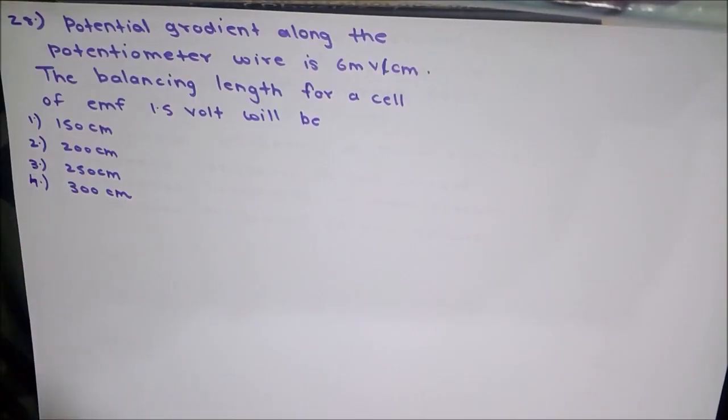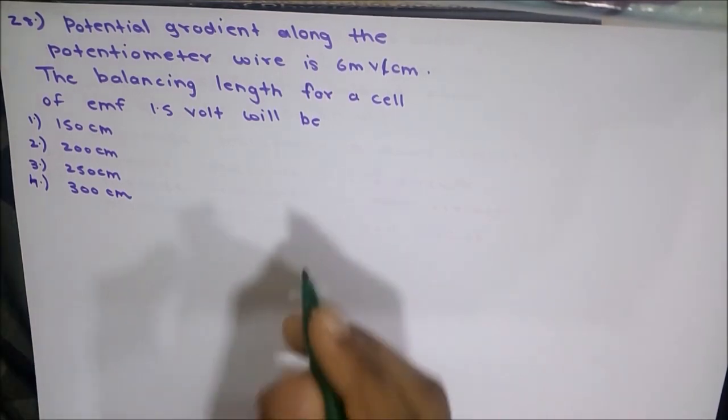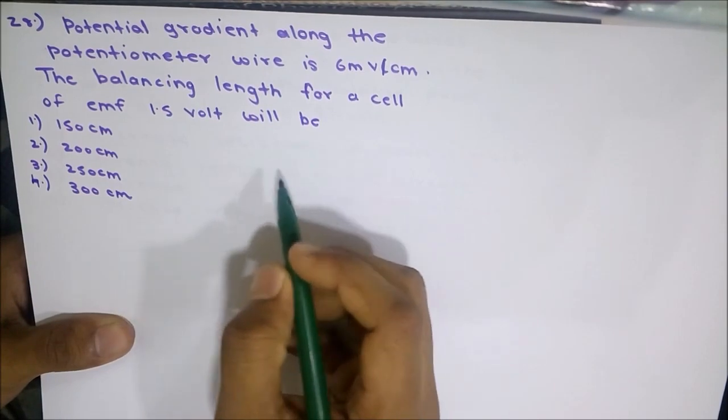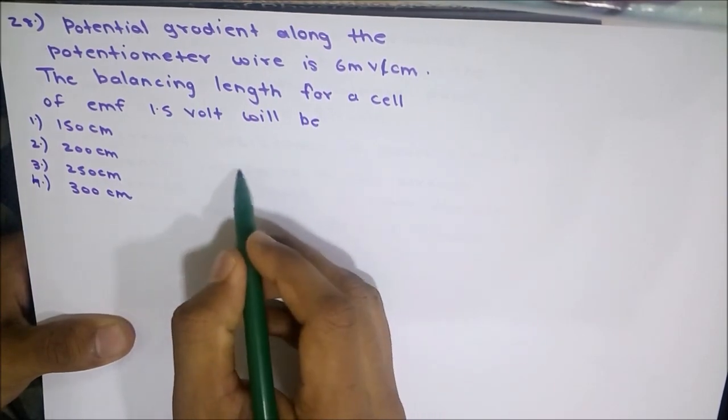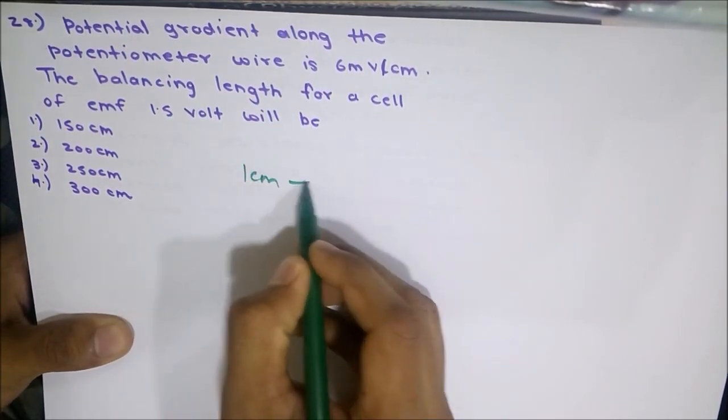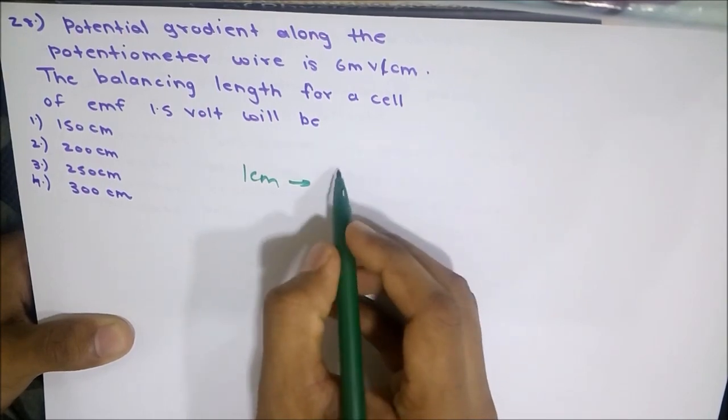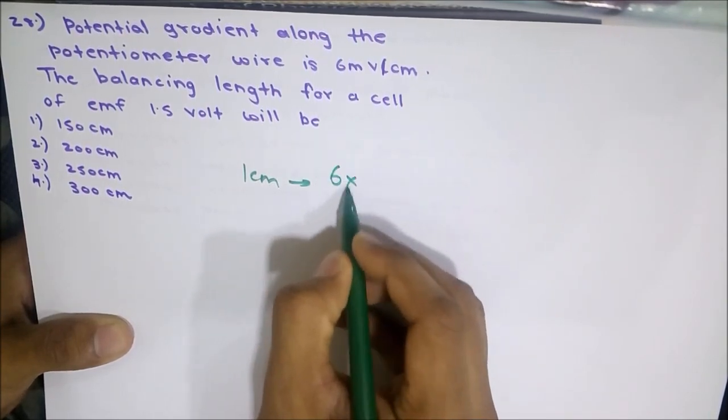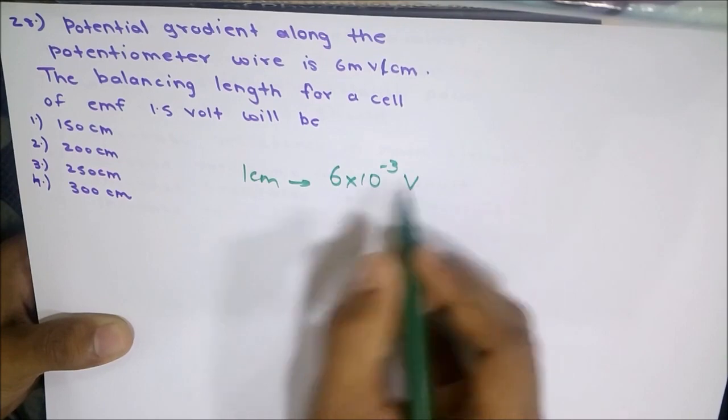The potential gradient along the potentiometer wire is 6 millivolts per centimeter. The balancing length for a cell of EMF 1.5 volt will be, we got four options: 150 centimeters, 200 centimeters, 250 centimeters and 300 centimeters. This is more of a maths problem, since for 1 centimeter the potential across 1 centimeter is 6 into 10 raised to minus 3 volts.